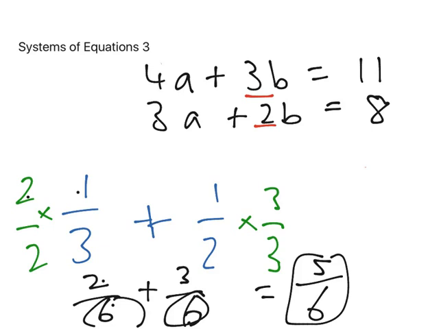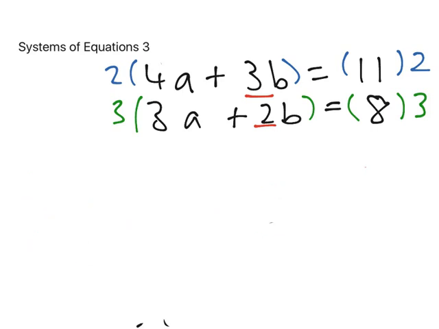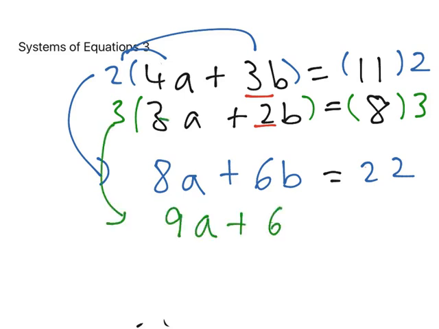I'm going to multiply the first equation by 2. I'm going to multiply the second equation by 3. Just like adding fractions. When we do that, I'm going to write them over here. I get 8a plus 6b, because 2 times 4 is 8, 2 times 3 is 6. It's going to equal 11 times 2 is 22. And for this one, 3 times 3 is 9, 3 times 2 is 6. Equals 24. Okay. And hey, it works!